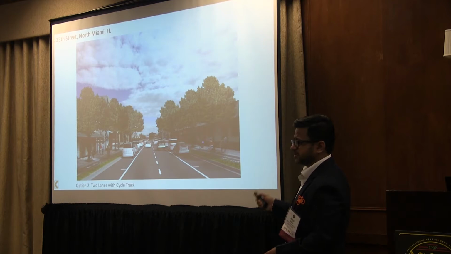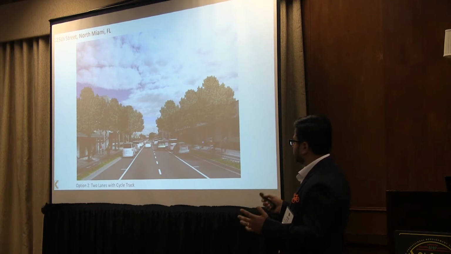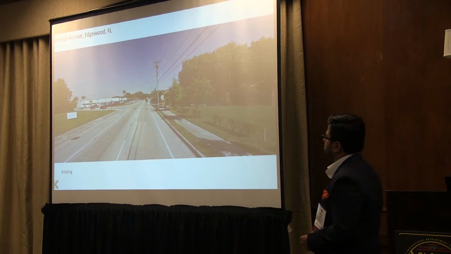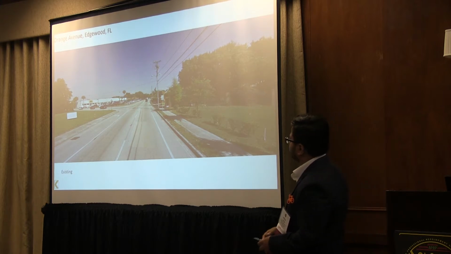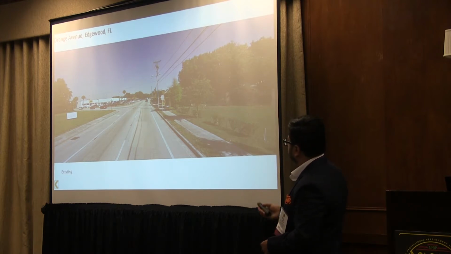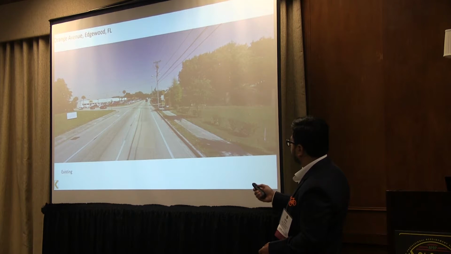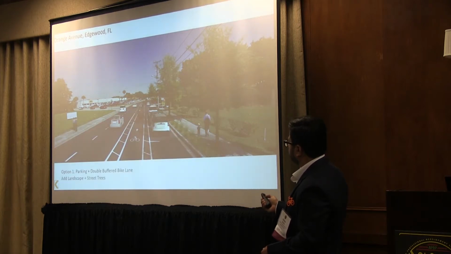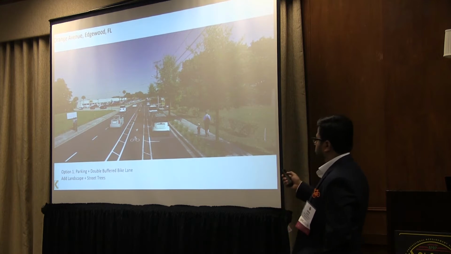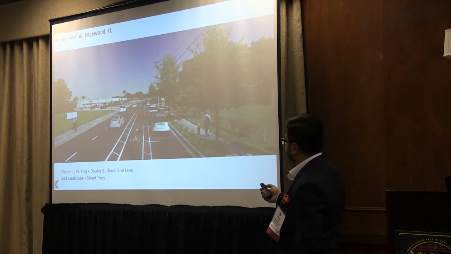So again, options like these are really helpful for people to visualize what alternatives we're evaluating and to rank what they like and what they don't like. Kind of a similar project in Edgewood, Florida, just south of Orlando. This is Orange Avenue, the area where it splits into one-way couplets. Right now it's three lanes, really wide, with a bike lane. We're looking at options of a buffered bike lane with some parking on the curb side, or a double buffered bike lane.